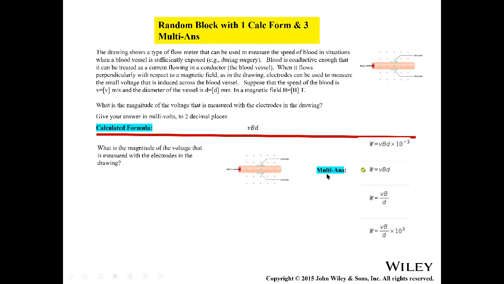And this is a multiple answer choice. VBD times 10⁻³ and so on are different ways of confusing you. But if you know your basic formula, then you say, this is the formula. All right, so that is this problem about trying to measure the blood flow.